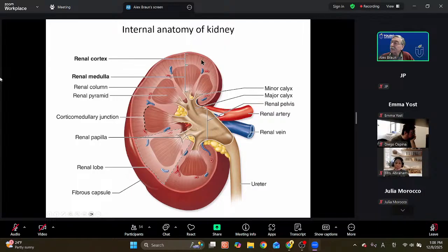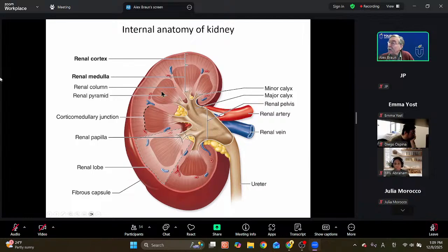The cortex has these radiations here. These are medullary rays. Internal to the cortex is medulla. Much of the internal parenchyma consists of pyramids. There's roughly 8 to 18 pyramids per kidney. They are somewhat pyramidal shaped on cross section with a flat base here and a pointy apex called the papilla.